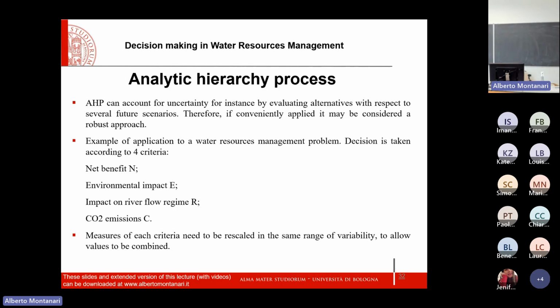So, of course, if I include the environmental impact, and then the impact on river flow regime, and then I include air pollution, and then I include the CO2 emissions, I'm giving more weight to the environment, which may be fine, but on the other hand, you have to be aware of the potential biases that you may introduce in your decision. Now, we assume here that we skip this process. We have these 4 criteria, and we have potential solutions to solve the problem.